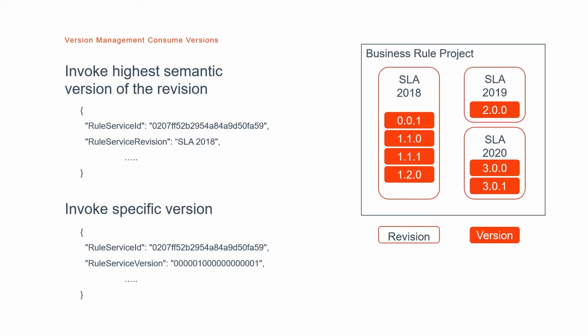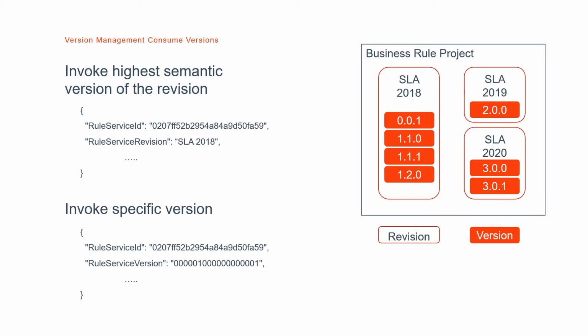Contrary to that, you can see in the bottom example that you can also call specific versions. In this case, it would call version 1.0.1, which is not displayed on the right side, but you would just need to imagine that it's there.